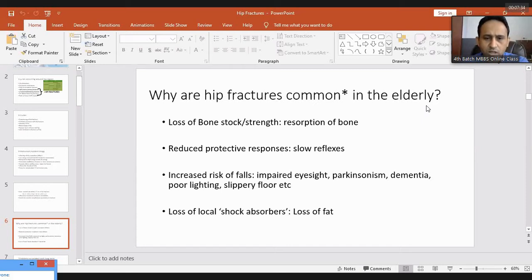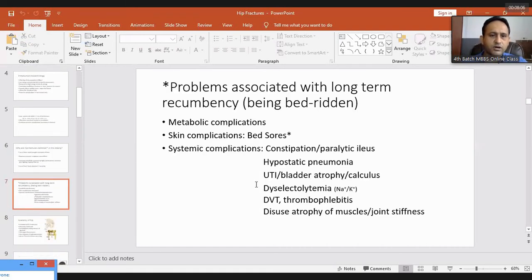And loss of local shock absorbers. That's like, in the young people, you have quite a good amount of fat deposited around your hip area. And even if you fall, there's this tendency of the soft tissue to take the initial impact, so delaying the contact time, leading to a kind of shock absorption effect. So that is lost in elderly people because there is low fat reserve and they are prone to fractures.